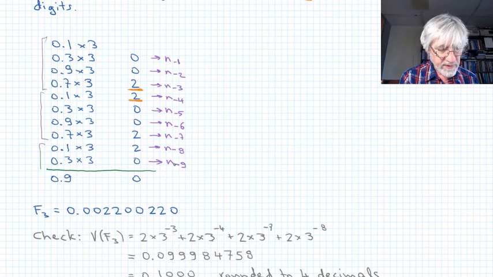Again, we went here one more than 9 ternary digits in order to see whether we need to do rounding or not. And it's a 0, so we don't need to do rounding. And so this is our representation.